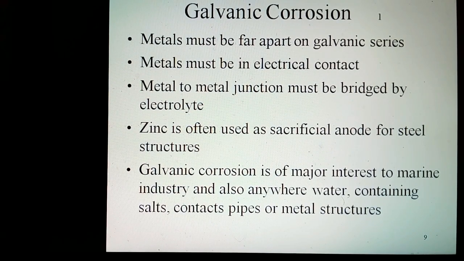Metals must be far apart on the galvanic series. Metals must be in electrical contact. The metal-to-metal junction must be bridged by electrolyte. Zinc is often used as a sacrificial anode for steel structures. Galvanic corrosion is of major interest to the marine industry and also anywhere water containing salts contacts pipes or metal structures.